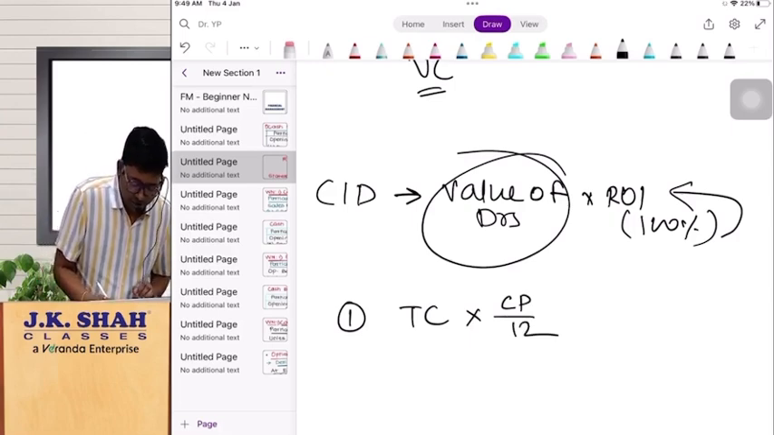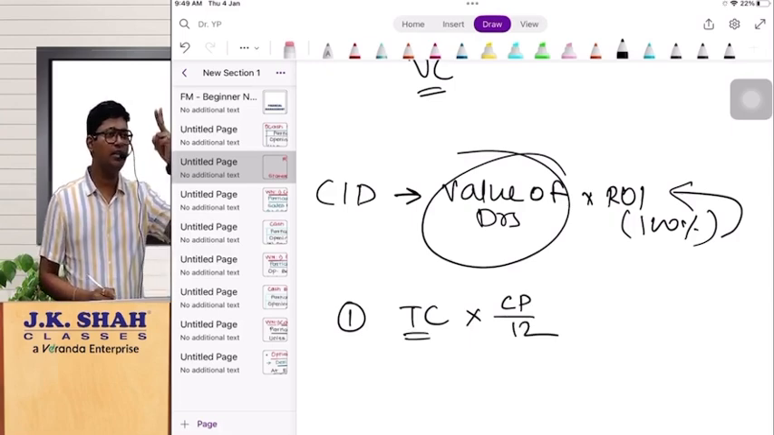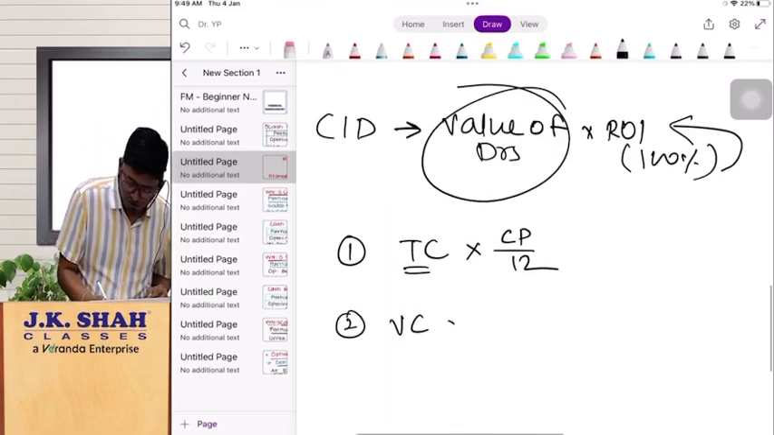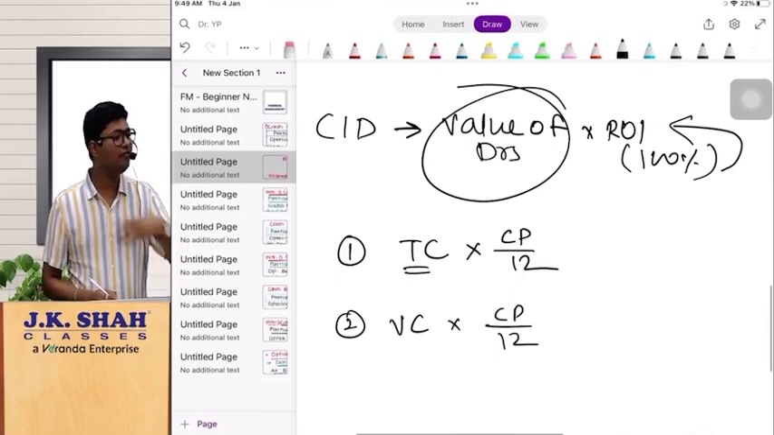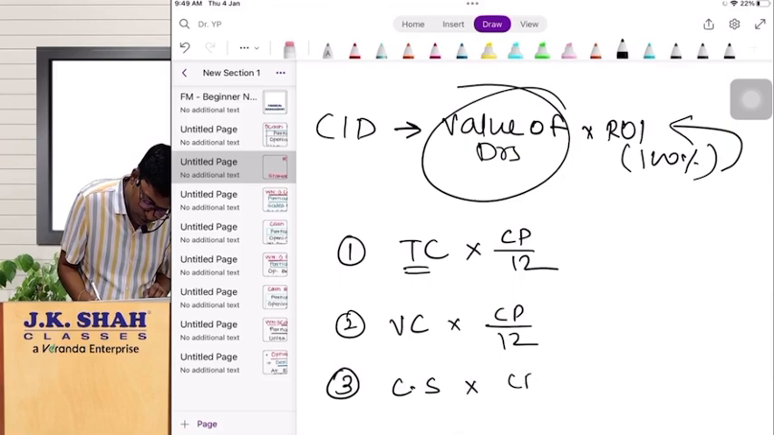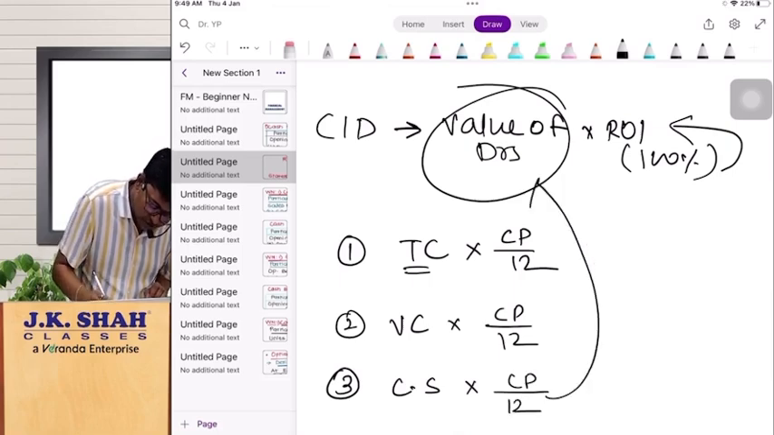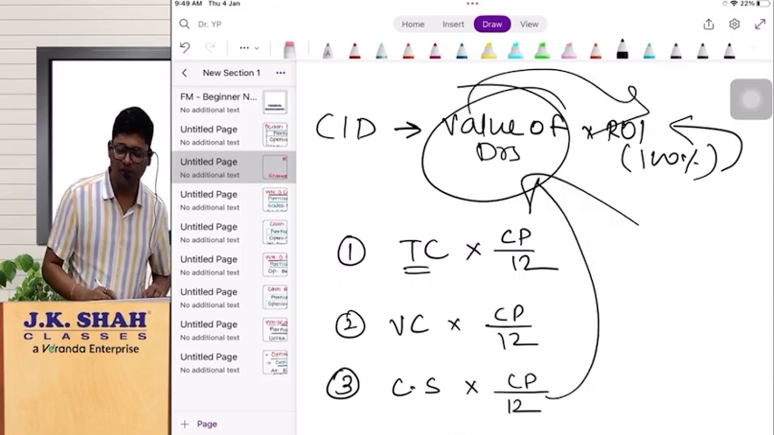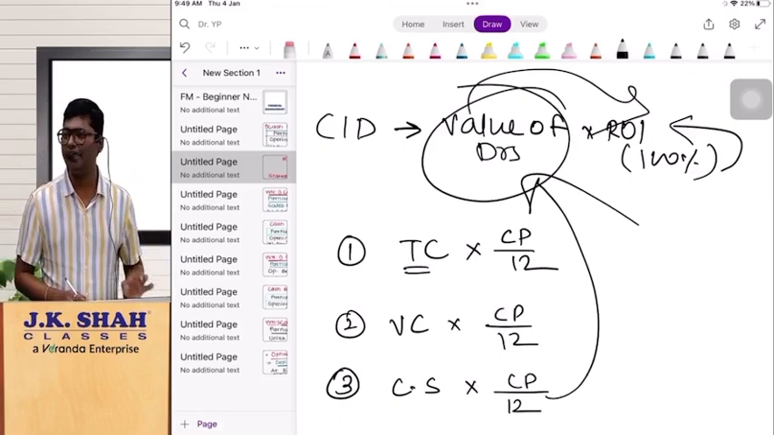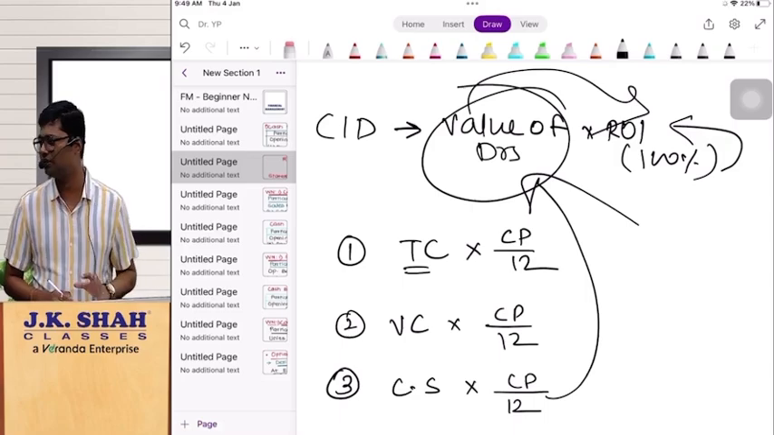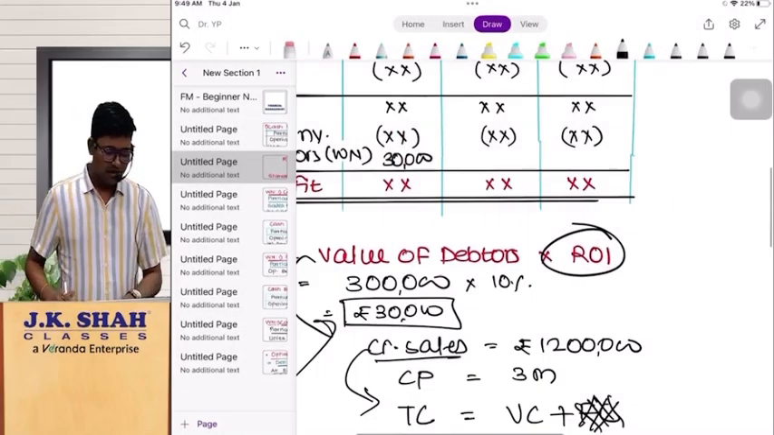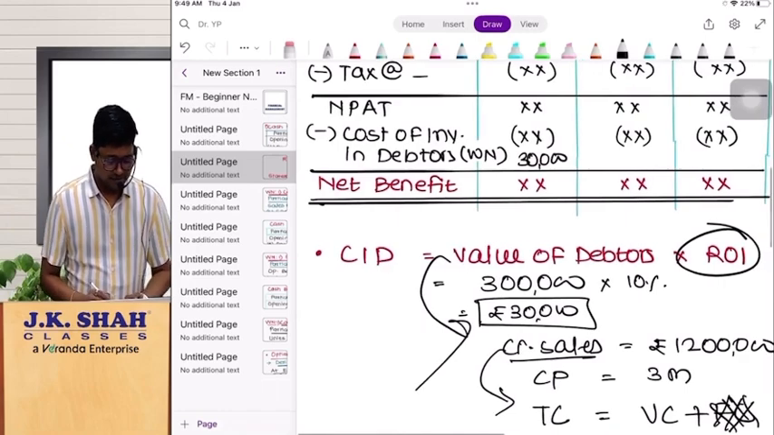But for calculation of total cost, two costs are needed, variable cost and fixed cost. If fixed cost is not given in the question, variable cost into CP upon 12. Sir, if variable cost is also not given, then credit sales into credit period upon 12. This is going to give you value of debtor, and that is to be further multiplied by ROI to calculate the CID. CID is a real cost, actual expense or opportunity cost. Understood perfectly? Give the heading below that statement: Cost of investment in debtors.